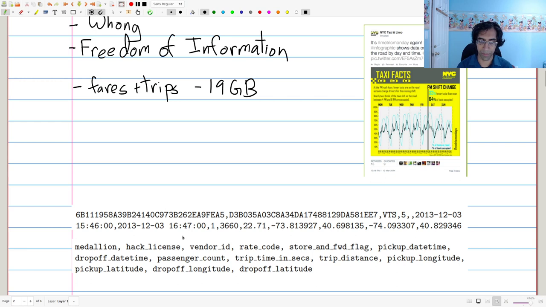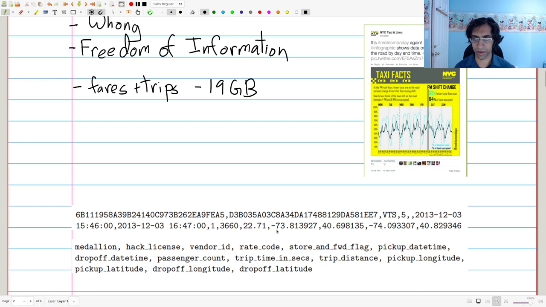You can see the drop-off longitude and drop-off latitude. This essentially says where a trip ended. The previous two say where the trip started. We have other things including when the pickup was, when the drop-off was, how many people were there, how long the trip was in seconds, how long the trip was in terms of distance, and so on. So this basically tells you where they started and where they ended, when they started and when they ended. That tells you about the trip.